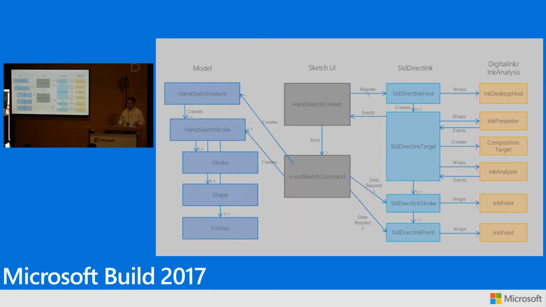And this is just a quick diagram. You don't need to understand all of this, but on the left side, that's all of our stuff, all of our data model, what's going in the sketch, where things are. Then we have the SolidInk target, which is basically handling the communication back and forth to digital ink and ink analysis.